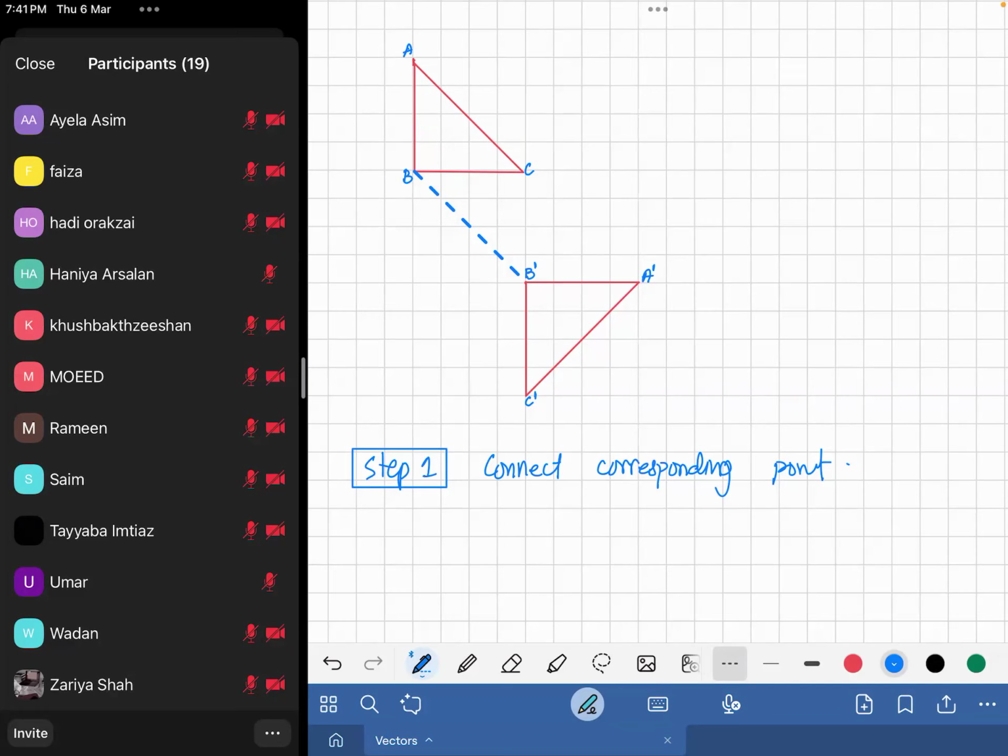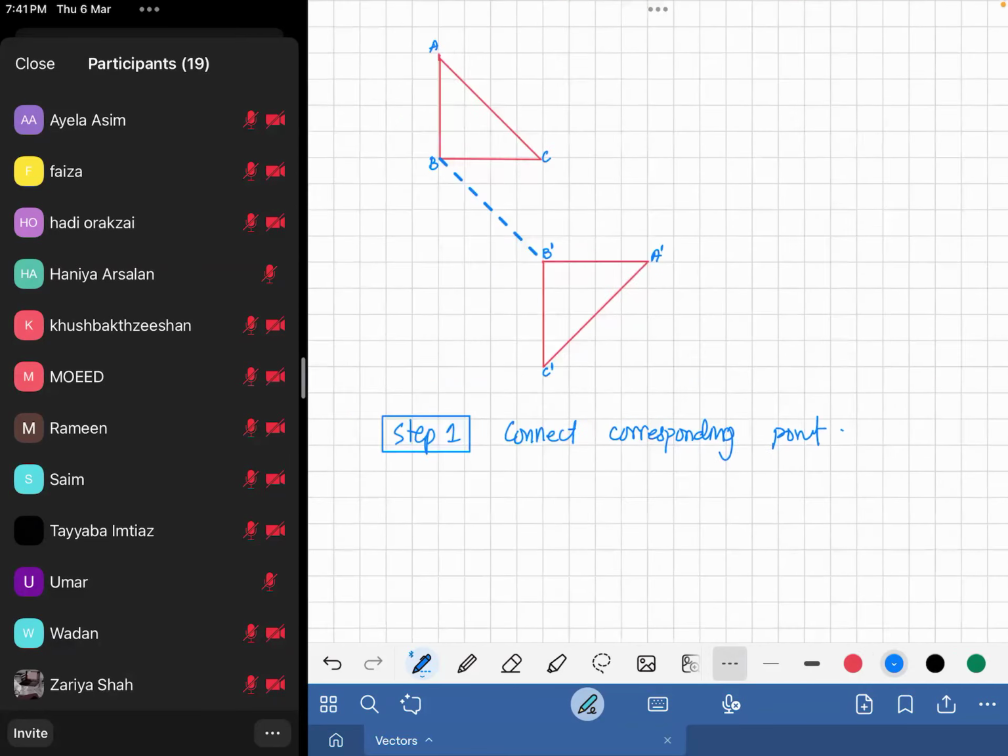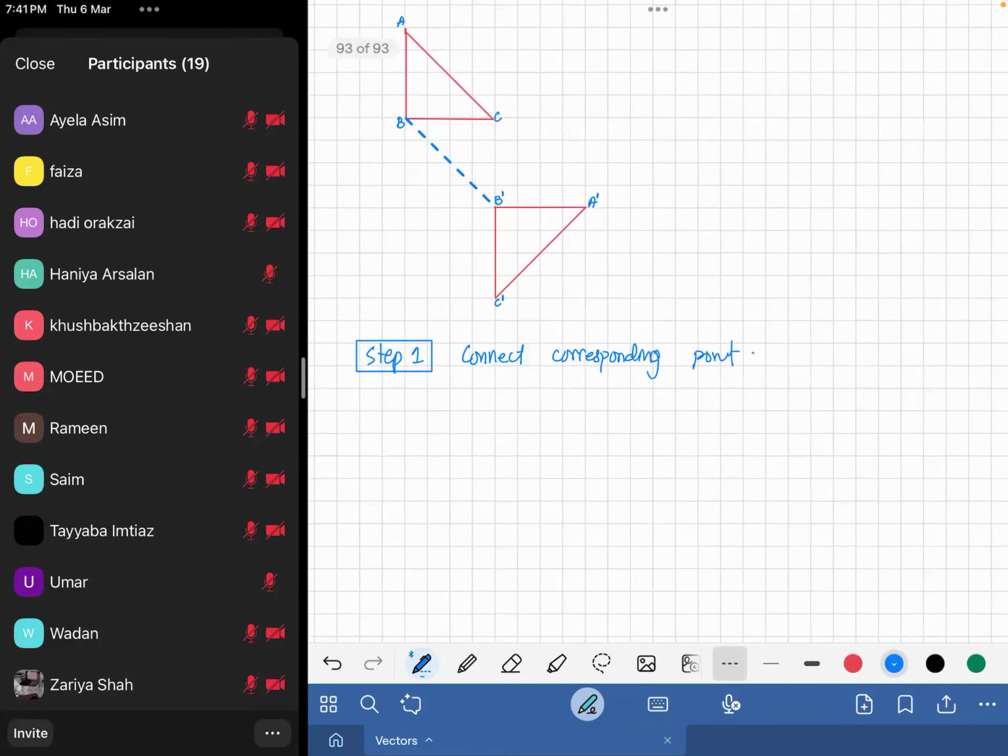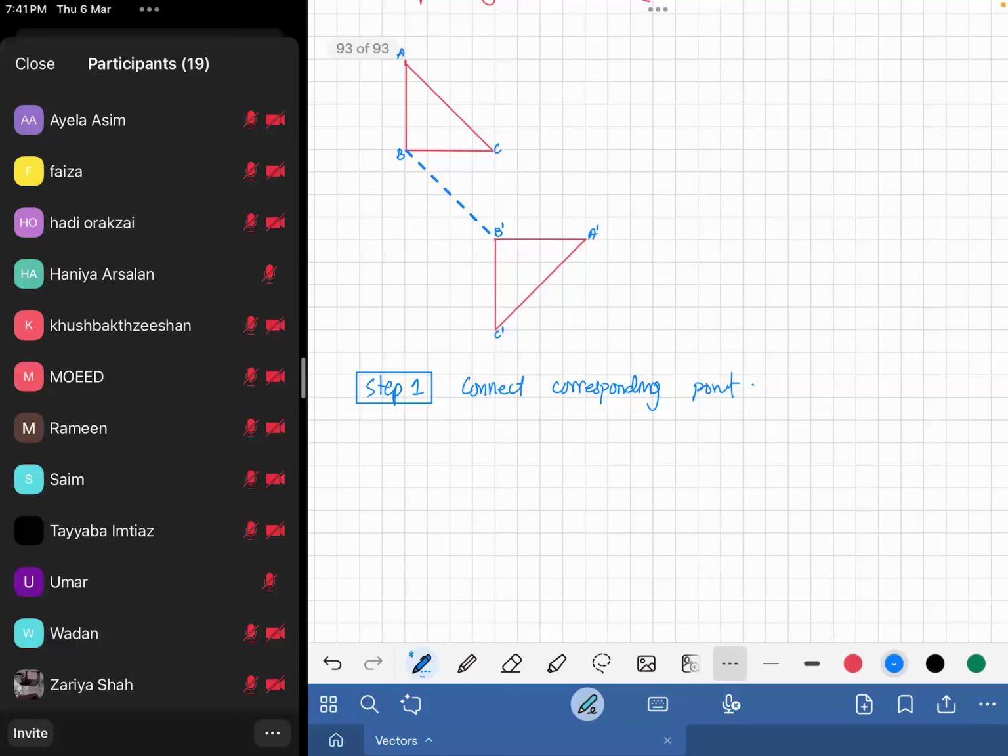Sir, for me, they gave it even when there wasn't a question of translation. I mean, rotation, so sorry. Then you can easily use it. Okay. Yes, sir. This is step 1, connect the corresponding points.